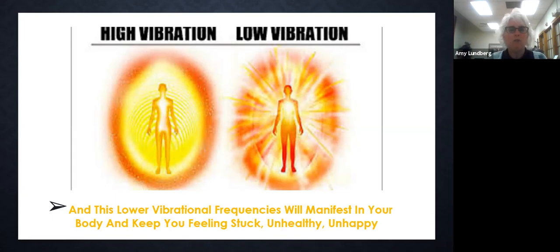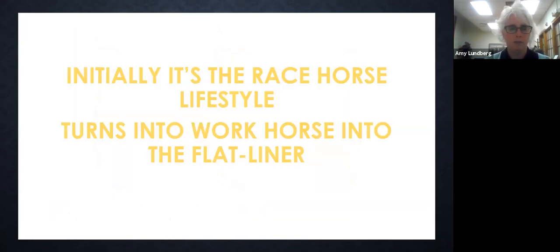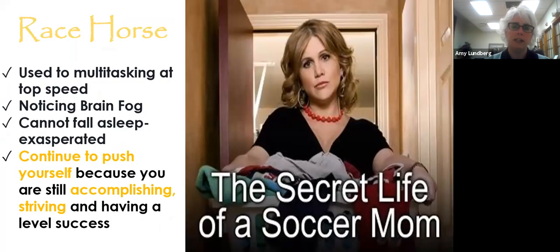But as soon as you have these energy leaks, this is where you get stuck. This is where it's unhappy, unhealthy, and you go down that path. Initially, it starts as a racehorse, turns into a workhorse, and then a flatliner. So this is what a racehorse looks like. In your 20s and 30s, you're a multitasker at top speed, noticing brain fog, can't fall asleep right away, maybe you're kind of exasperated.